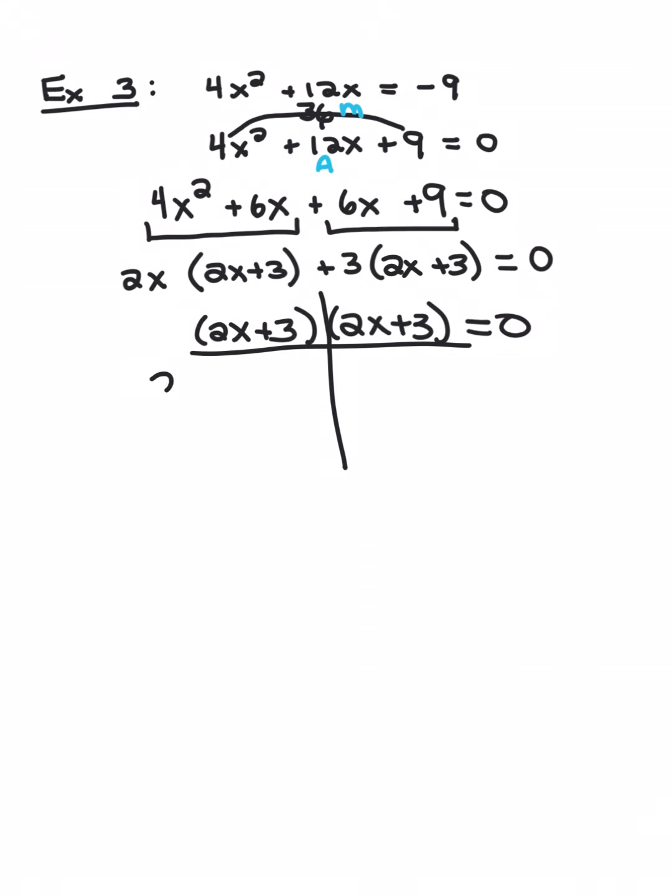So I'm going to write 2x plus 3 equals 0, and I'm going to solve. Now over here, I don't have to write 2x plus 3 equals 0 and solve, because aren't I going to get the same exact solution that I did here? So if it's going to be the same solution, why write it twice?